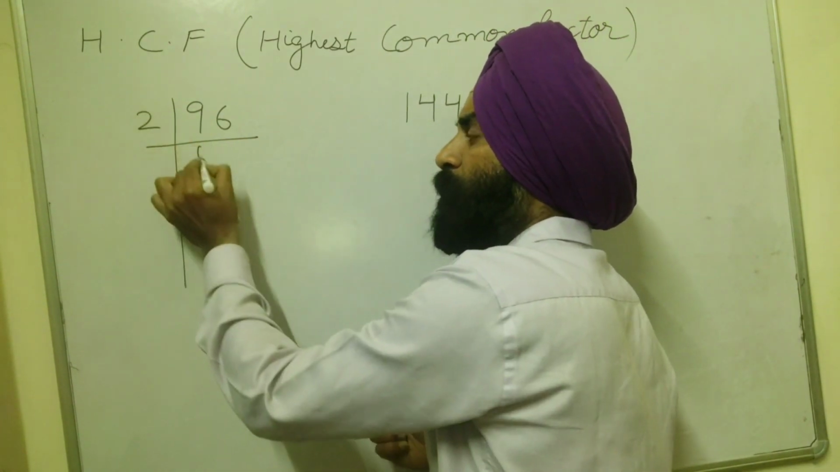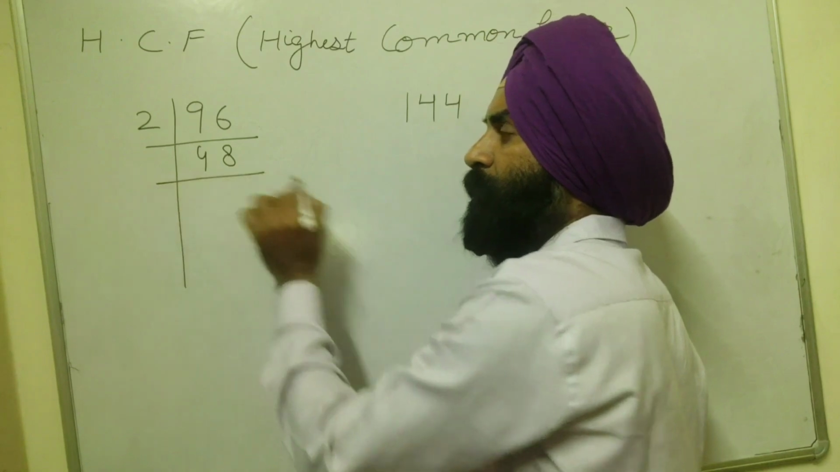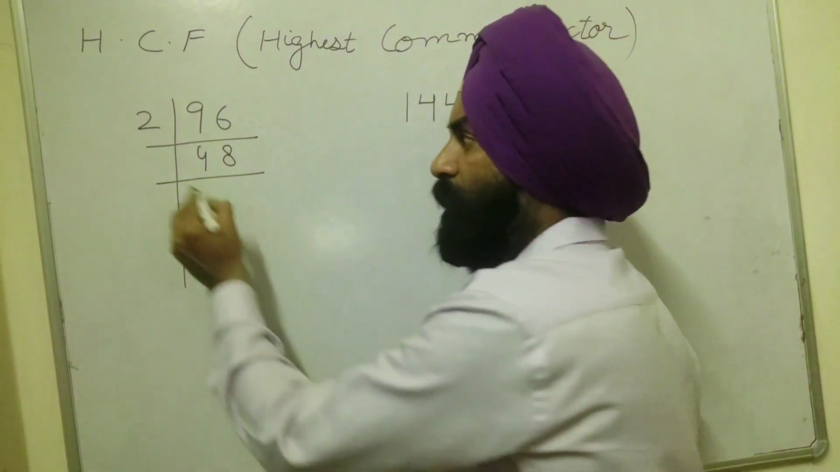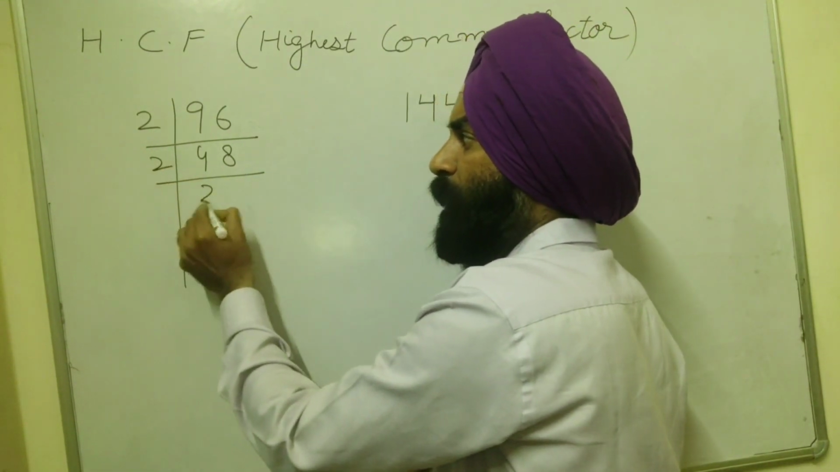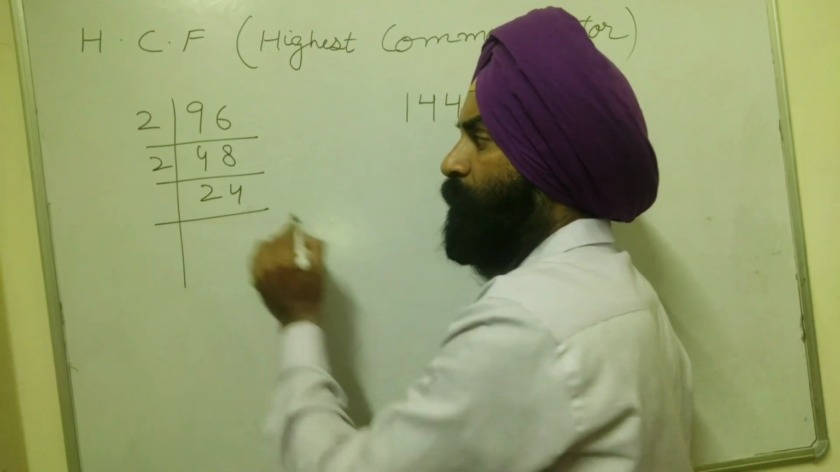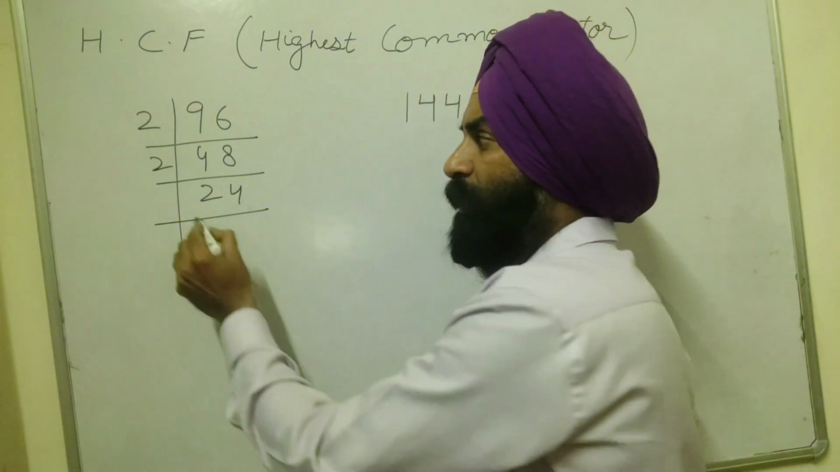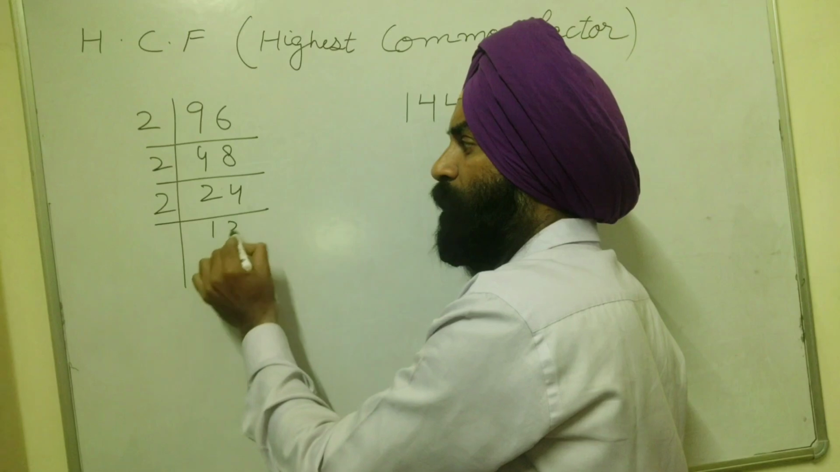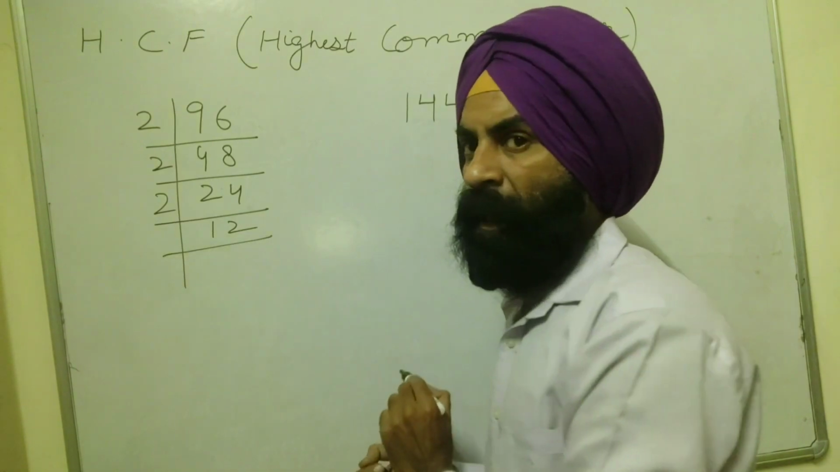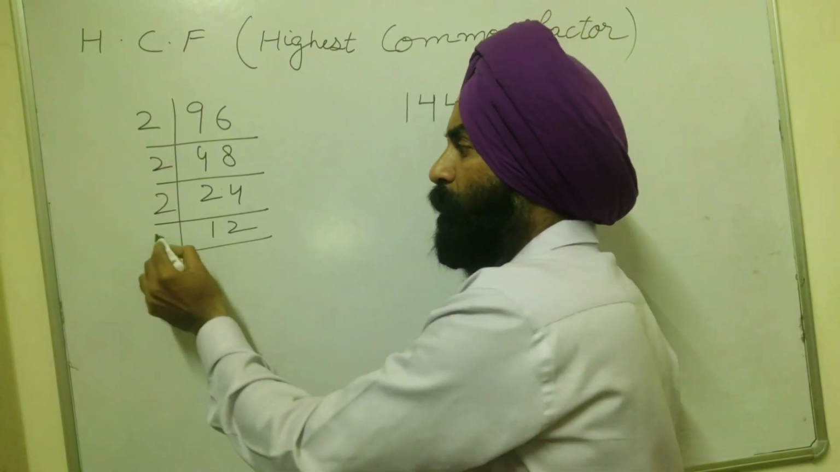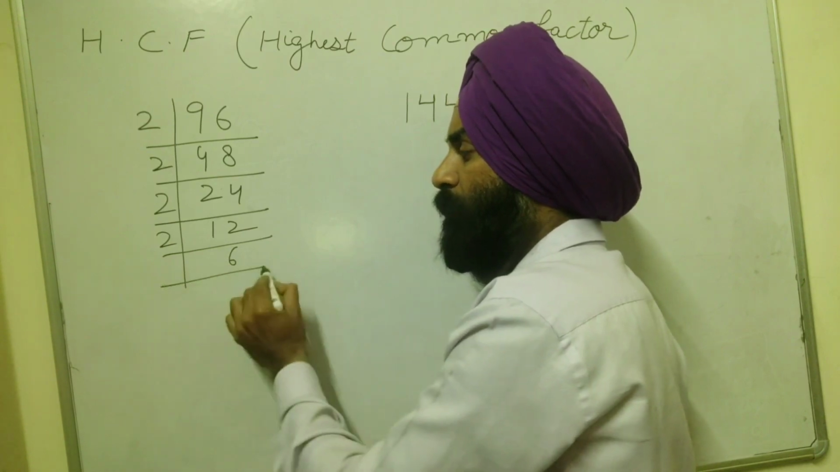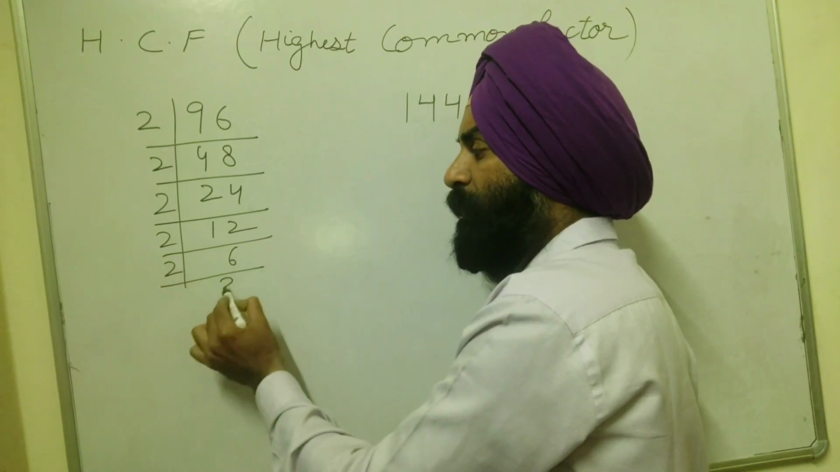So 2 times 48 is 96. Then again 48 is divisible by 2. 2 times 24 is 48. Then 24 again divisible by 2. 2 times 12 is 24. 12 again divisible by 2. 2 times 6 is 12. Then 2 times 3 is 6.